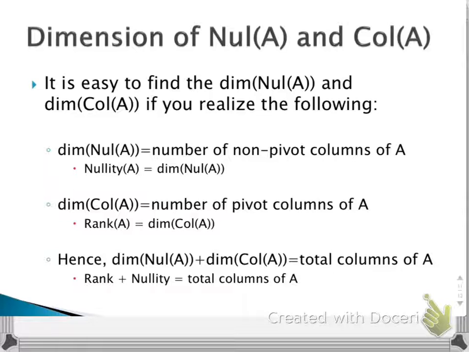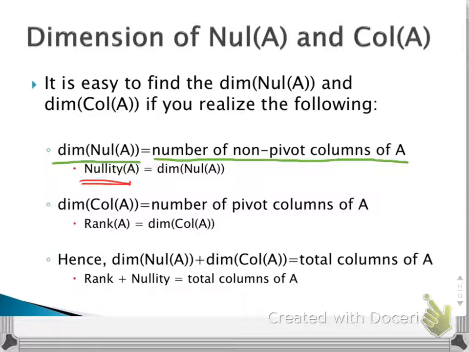Here's another nice property that helps us simplify our life. It's easy to find the dimension of the null space of A and the dimension of the column space of A if you realize the following. Remember when I asked you to find the null space of A, you row reduced and your free variables became your span, right? And so the dimension of your null space is just the number of non-pivot columns of A. And the term for that, because you'll see, is nullity. Nullity refers to the size of your null space, which is the same thing as saying the dimension of your null space.